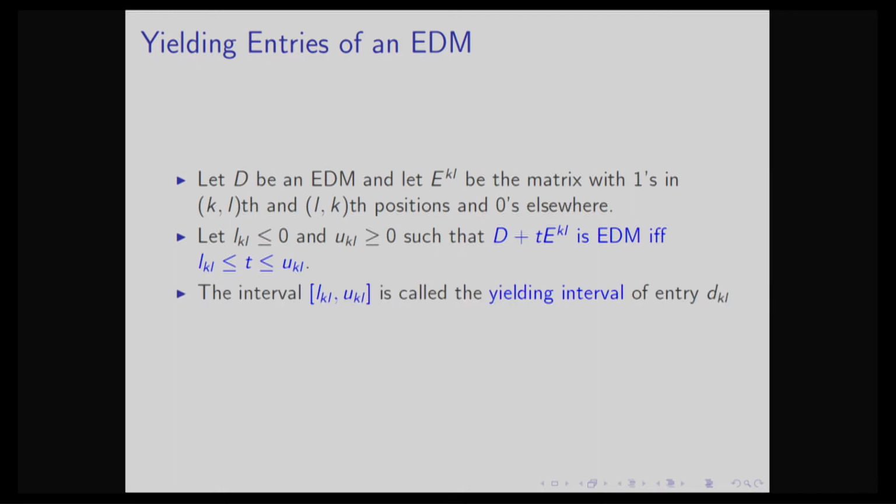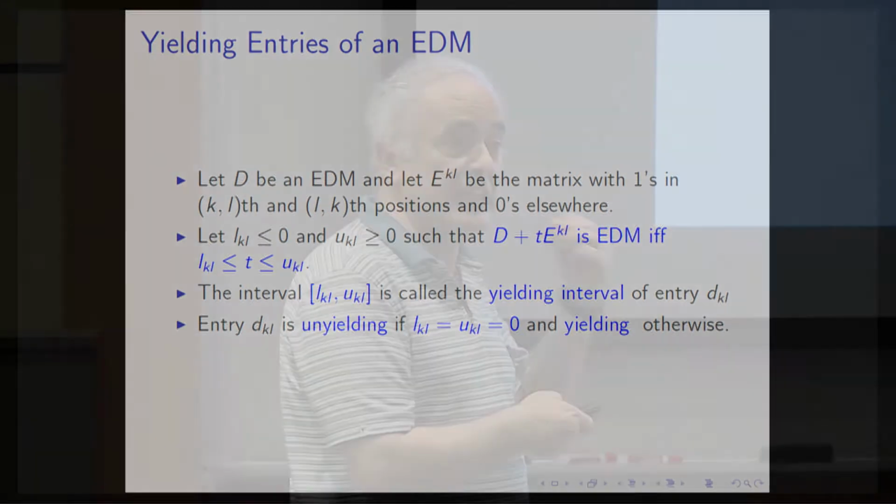Now, this interval is called the yielding interval. Okay, yielding interval. If this upper bound and lower bound are equal to 0, so that interval consists only of 0, then the entry is unyielding. So any perturbation of that entry, the resulting matrix is not going to be an EDM. Otherwise, if it's finite, then we say that entry is yielding.